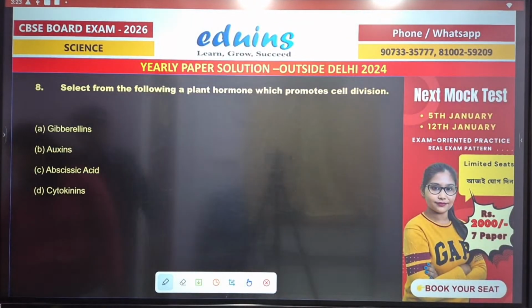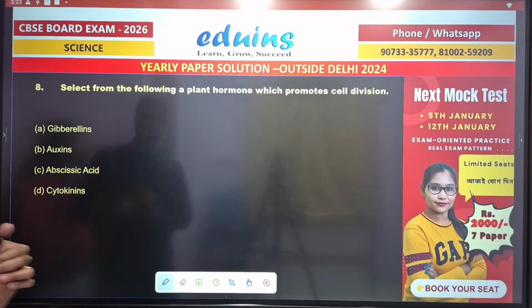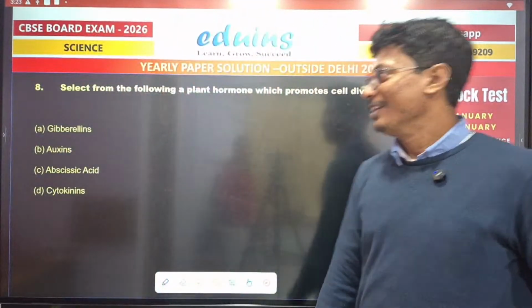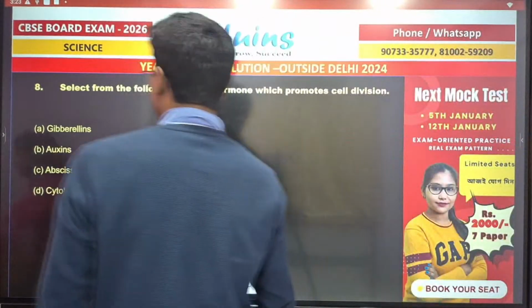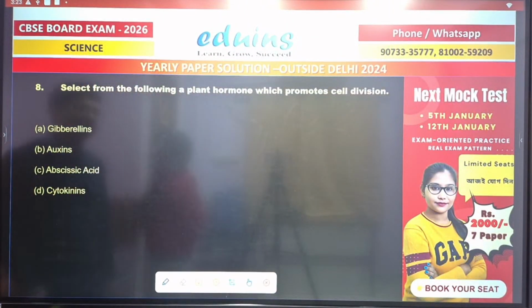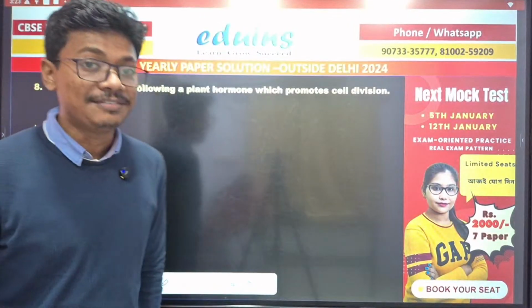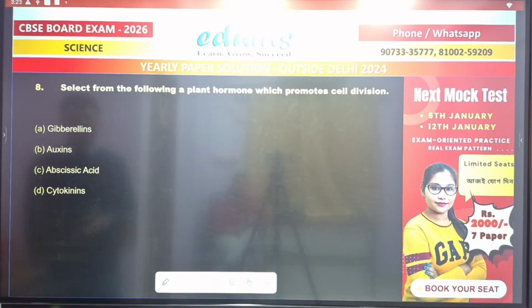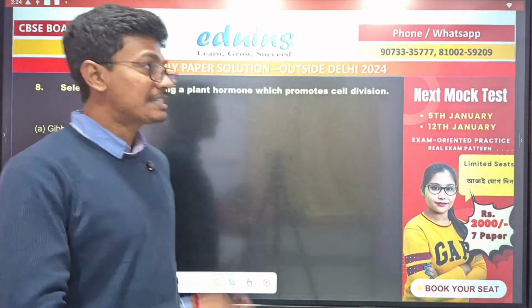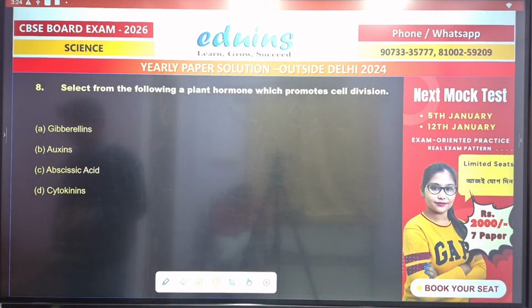So this is the question that will be solved by our Abhishek sir. So, sir, please come. Hello everyone. This is from your biology section. What is the question? Select from the following a plant hormone which promotes cell division. What are the options? Option A is gibberellins, option B is auxins, option C is abscisic acid and option D is cytokinin. Which of these hormones promotes cell division?